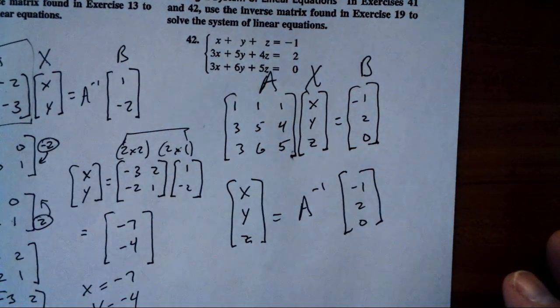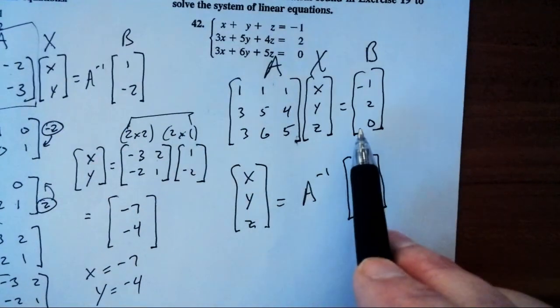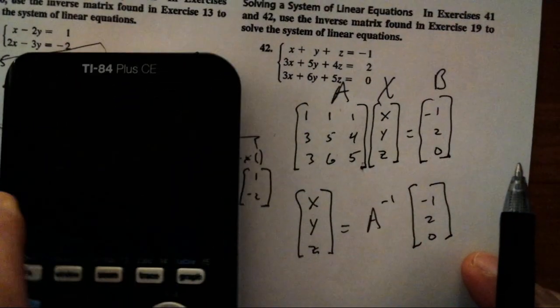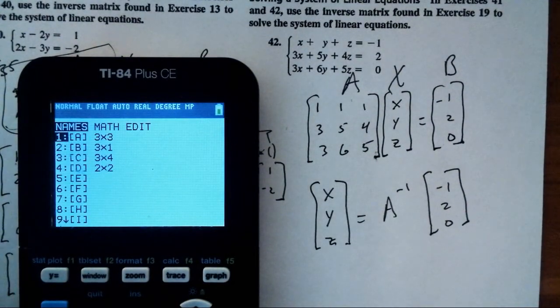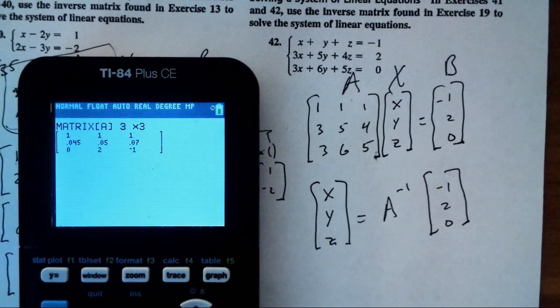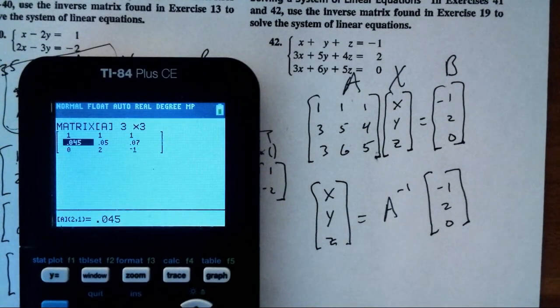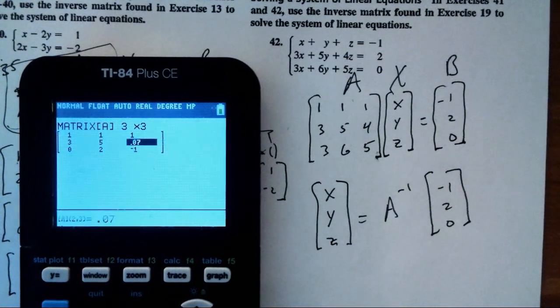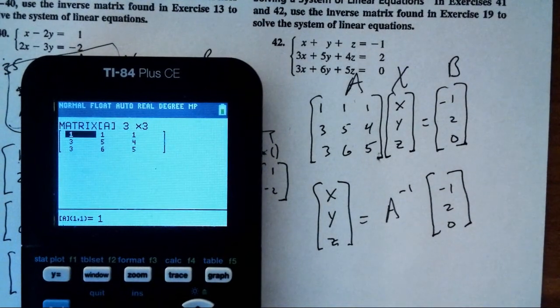So let's go ahead and grab our calculators and let's enter this 3 by 3 as matrix A, this 3 by 1 as matrix B. So we'll go into edit, 3 by 3. Some of this is, whoops, not a 33. 3 by 3. I like my first row, 1, 1, 1, 3, 5, 4, 3, 6, 5. Give it a double check. Easy to make a mistake here. I think that looks good.